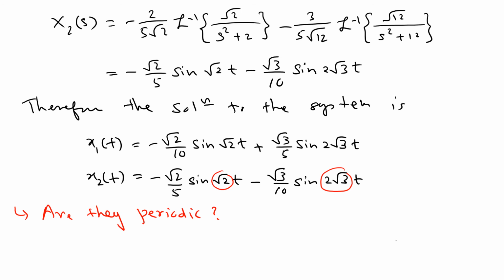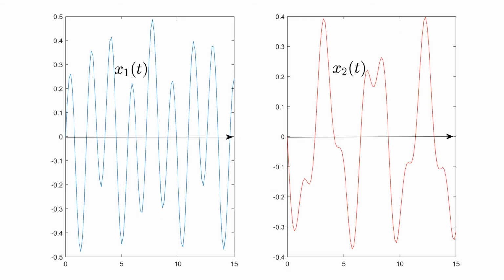Let's look at the actual graphs to see how it looks. If you plot the two functions x1 and x2, this is what you get, and you can see they are not really periodic and they slightly change every time. I plotted from 0 to 15, and they are close, but not exactly equal. In other words, they are not periodic functions. Every time, those bobs go in a different motion.